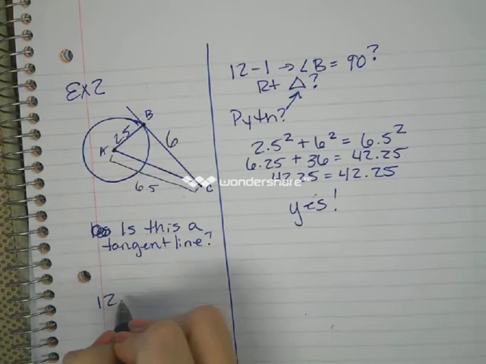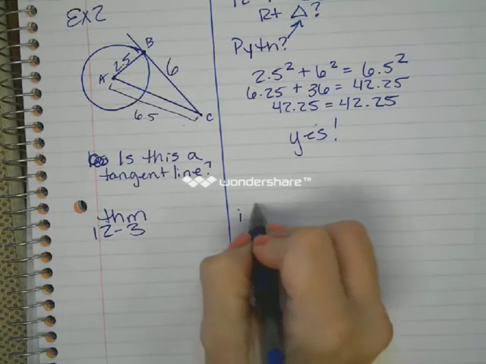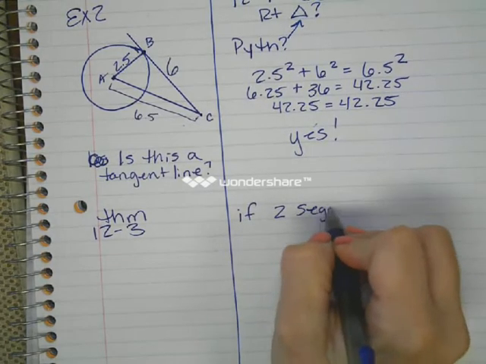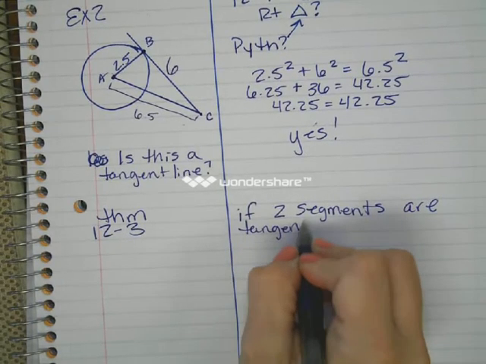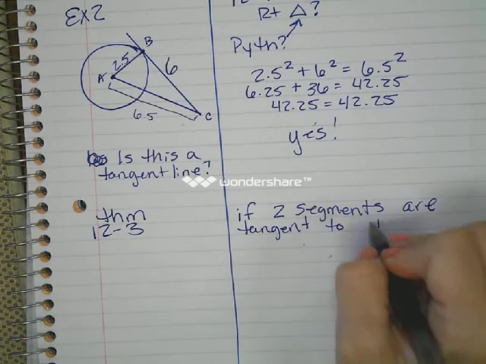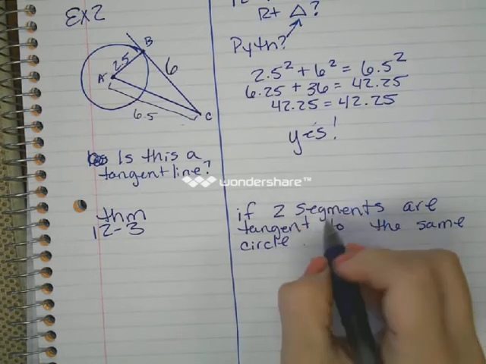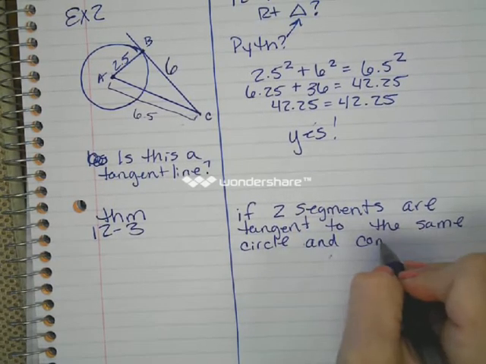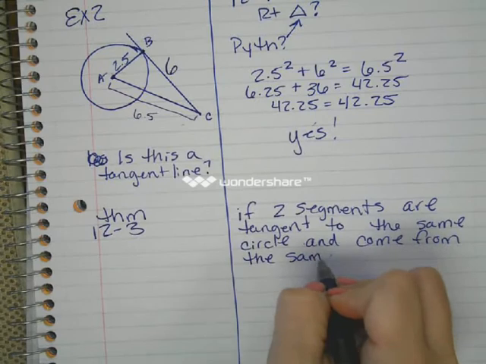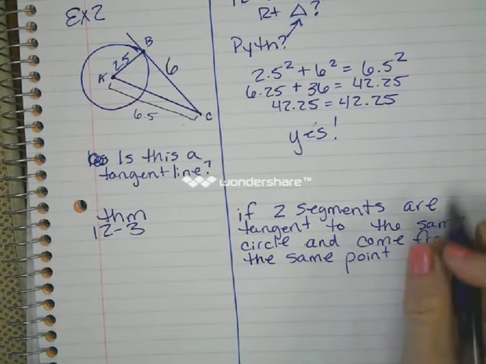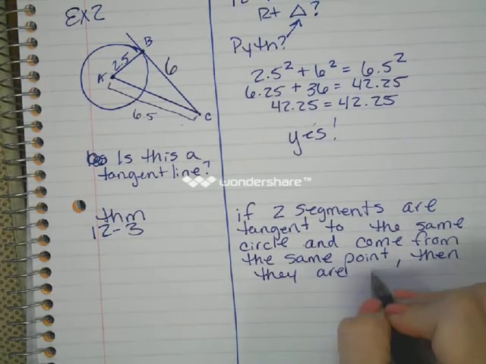Theorem 12-3 says if two segments are tangent to the same circle and come from the same point, then they are congruent. That's a lot of words.